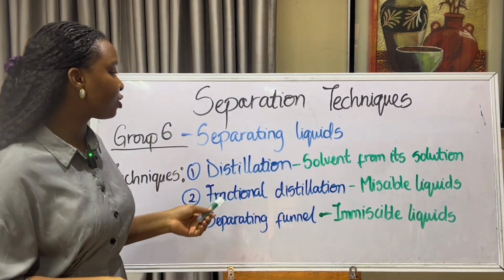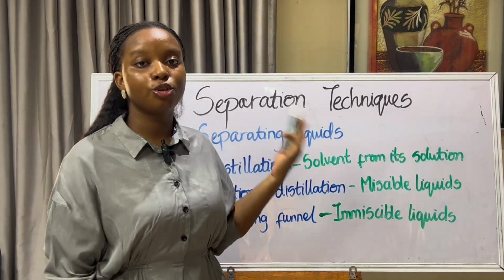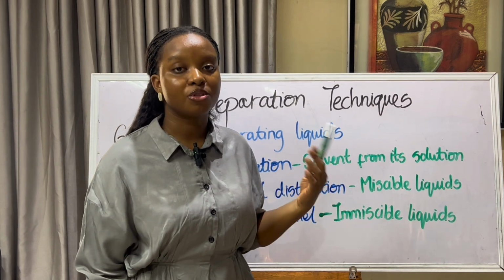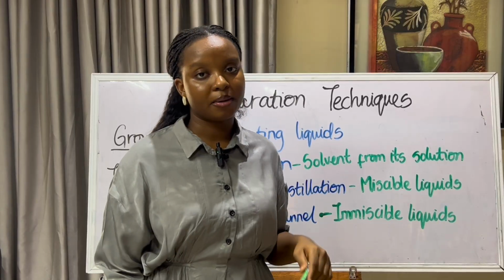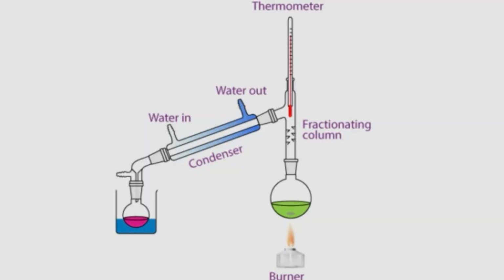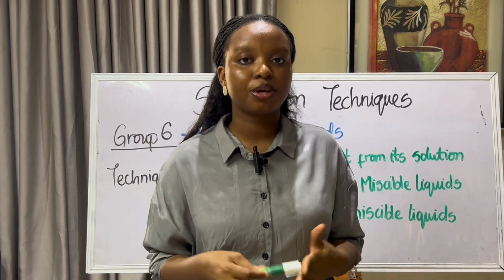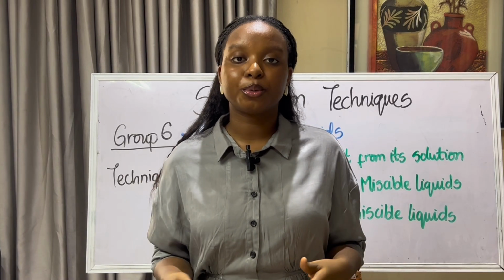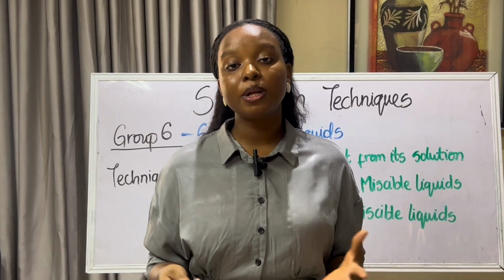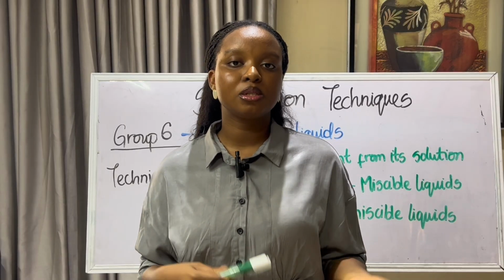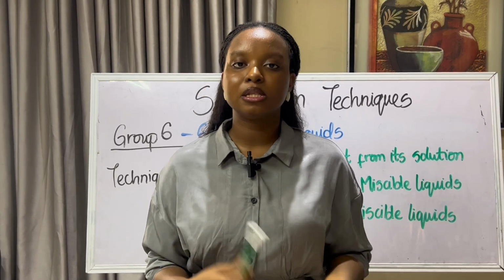Secondly, we have fractional distillation, and this is used to separate miscible liquids. Miscible liquids are liquids that are completely mixed with each other, like ethanol and water. When the mixture is heated up, the component with the lower boiling point evaporates first and is then collected, which leaves behind the other components. The fractionating column helps achieve a better separation by allowing vapors to condense and re-evaporate multiple times. The most common application of this is the fractional distillation of crude oil, which produces petrol, kerosene, diesel, and some other components.